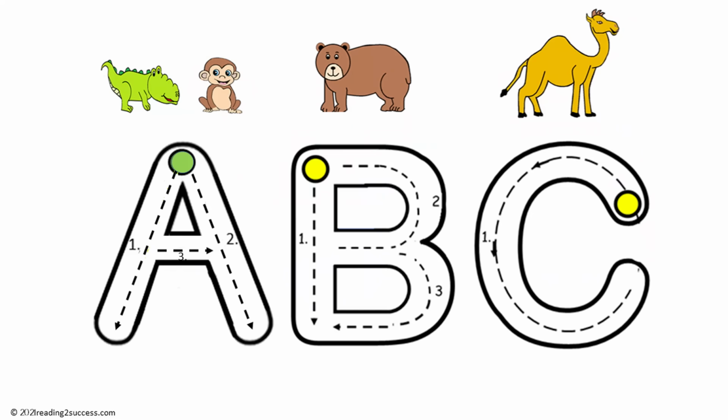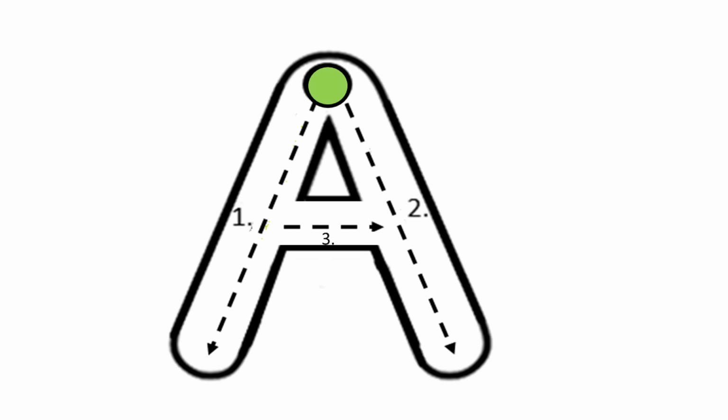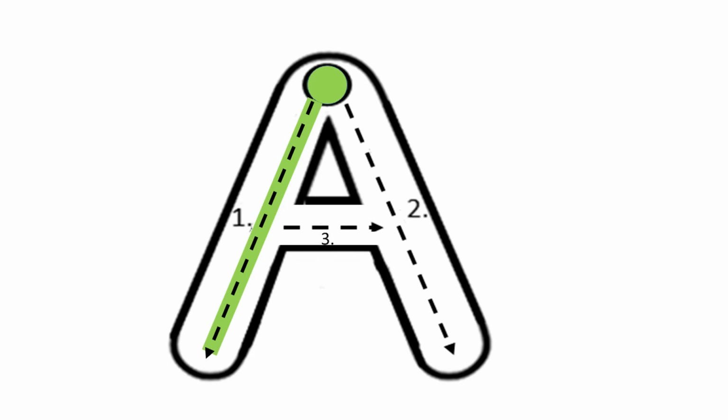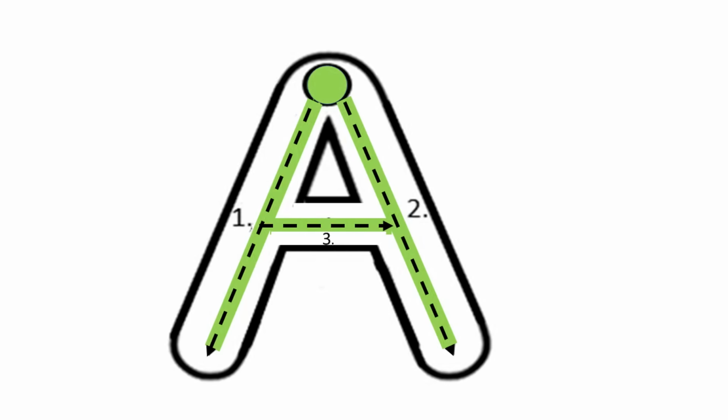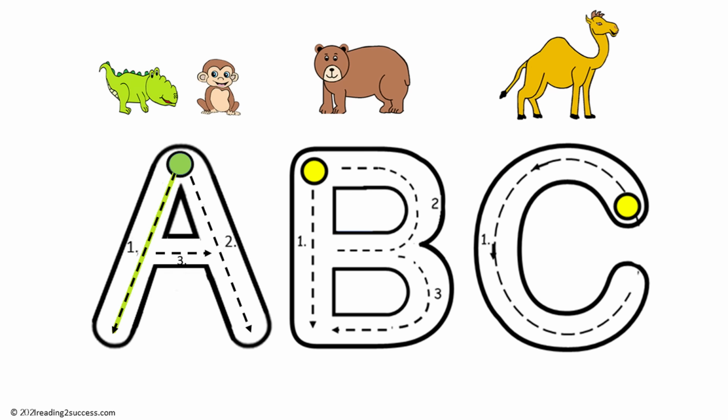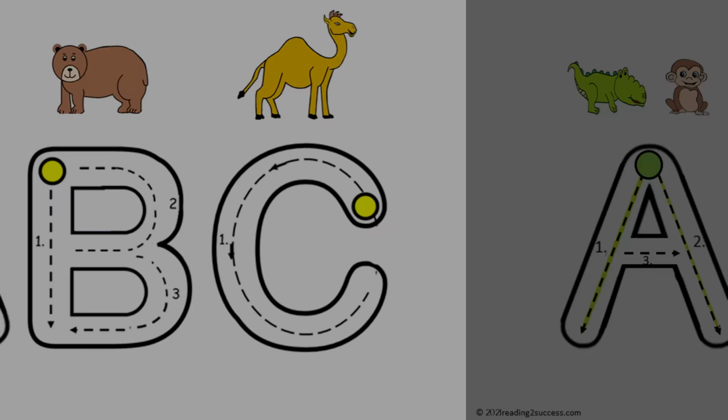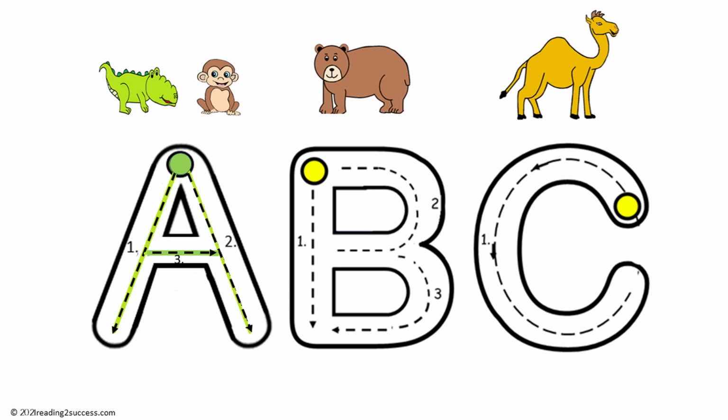Now have kids trace over the dotted lines according to the numbers. Start with the example of the letter A. Begin at the green circle and trace down the dotted line with the 1 next to it. Then go back to the top to the green circle and trace down the dotted line next to the number 2. And then go across on the dotted line next to number 3. So now with kids, complete the letter card, beginning with the letter A, tracing down number 1, then number 2, then across with number 3.